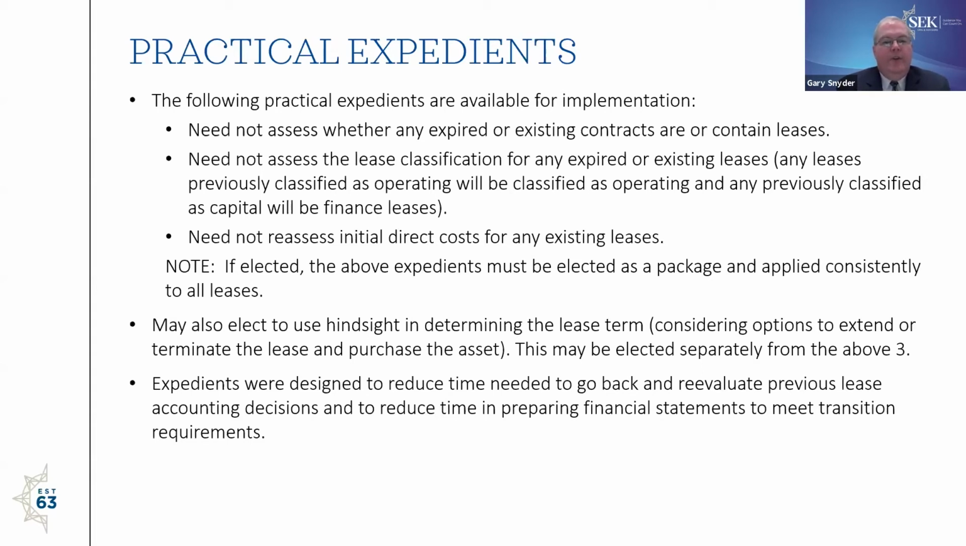What they were finding is a lot of people were spending a lot of time going back through contracts. You can imagine some entities have hundreds of thousands of contracts to go through. It was an overwhelming task. So this was just a matter of here's what you have, get them on the balance sheet, and then move forward and account for them correctly going forward. So again, these expedients were designed to reduce time and just get them on the financial statements during the transition requirements.